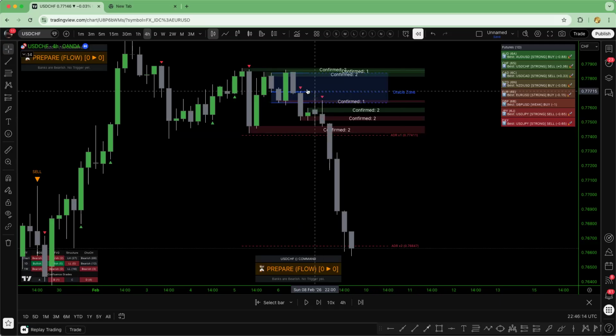So look here, we have the market coming down. We have the same break of structure. Remember, all of these areas have some type of relevance.